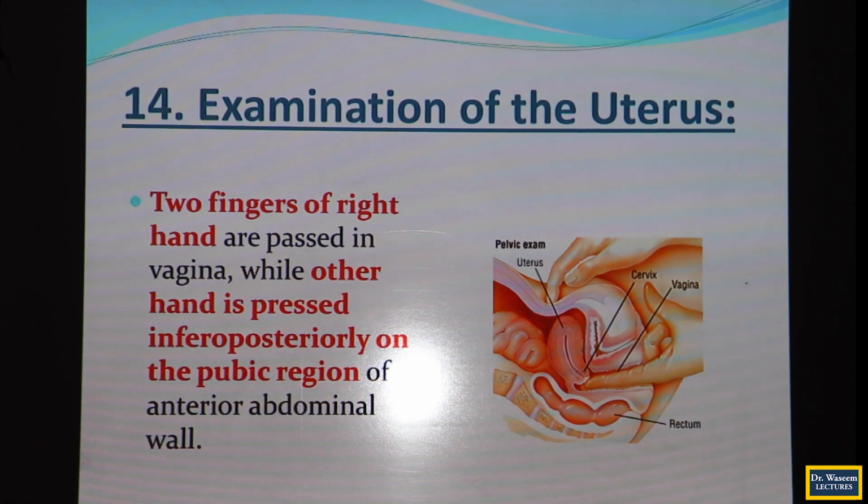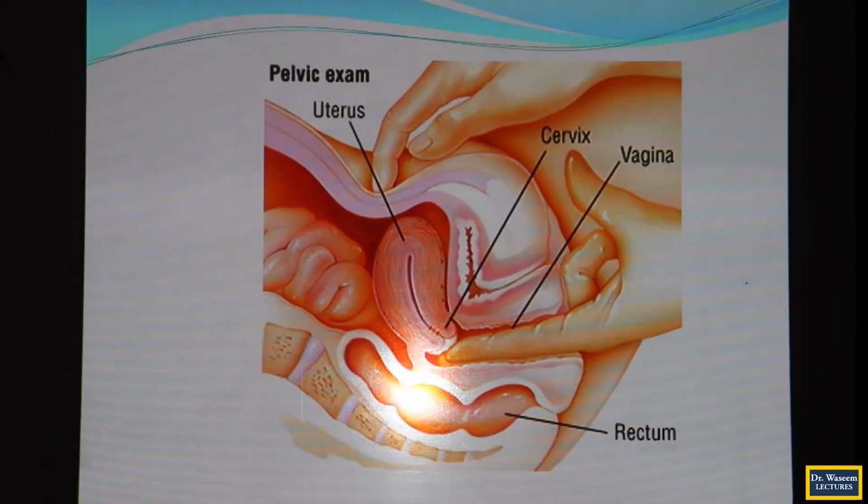This will give the idea about the position of the uterus, and you know that the position of the uterus is anteverted, anteflexed, meaning the vagina has a 90-degree angle with the cervix, and the cervix has a 170-degree angle with the body. These positions can be detected by the bimanual examination or digital examination, you see there.